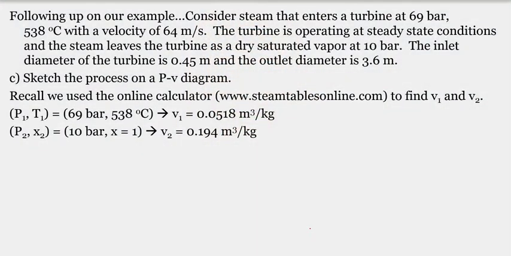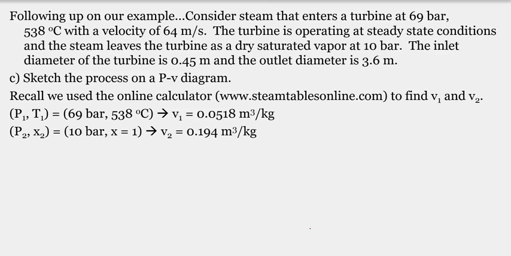To follow up on our example, we were considering a steam turbine where we were given the entrance conditions of 69 bar and a temperature of 538 degrees Celsius, and we had the speed of the water as it entered the turbine. Remember, last time we found the exit state conditions, specifically the specific volume, and we used that to determine the mass flow rate through the system, and we also determined the velocity of the water vapor as it leaves the turbine.